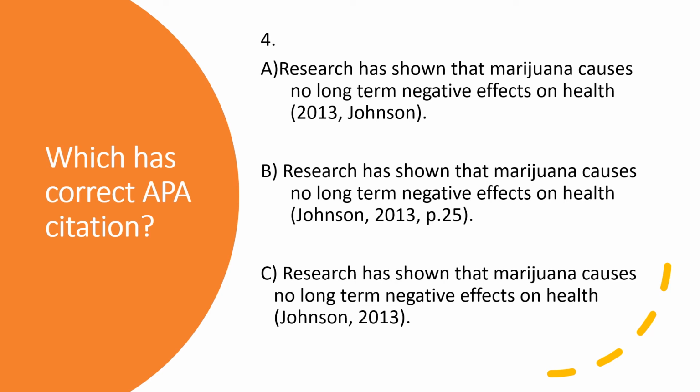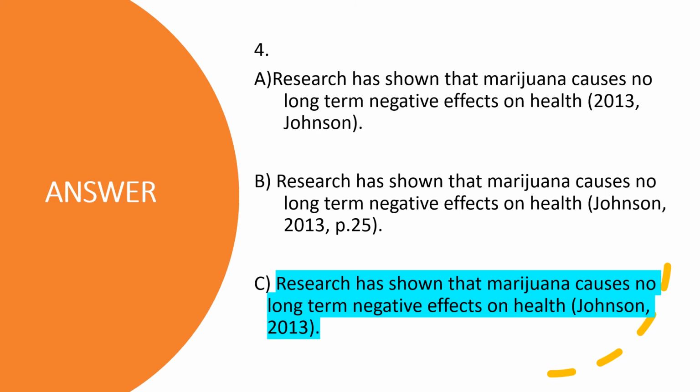Try this next one. Definitely paraphrasing, no quotation marks, so there should only be two pieces of information. C is the correct answer. It's always surname followed by year, not year and then surname. And definitely no page number or paragraph number when you're not including a direct quote and you're missing quotation marks. So two pieces of information.